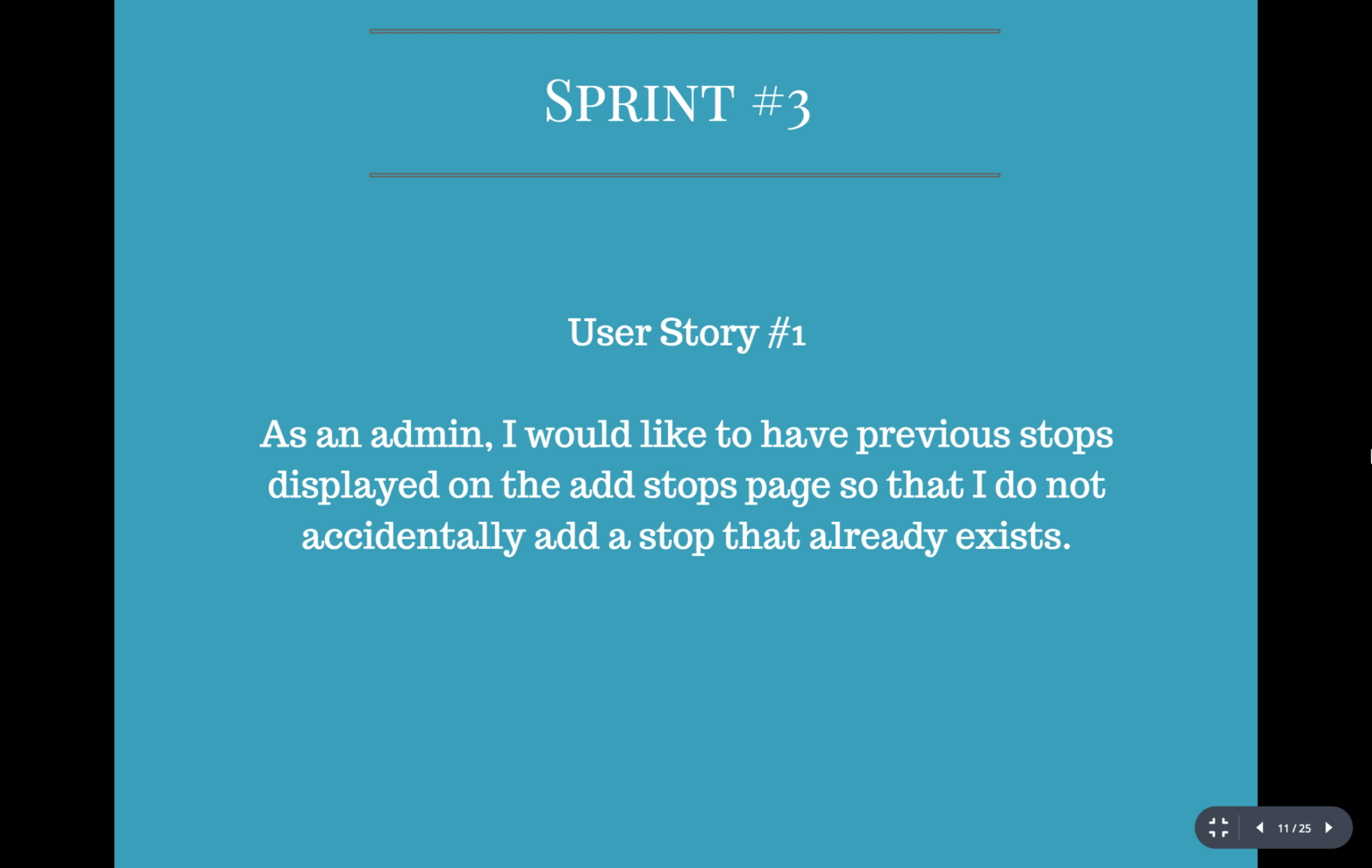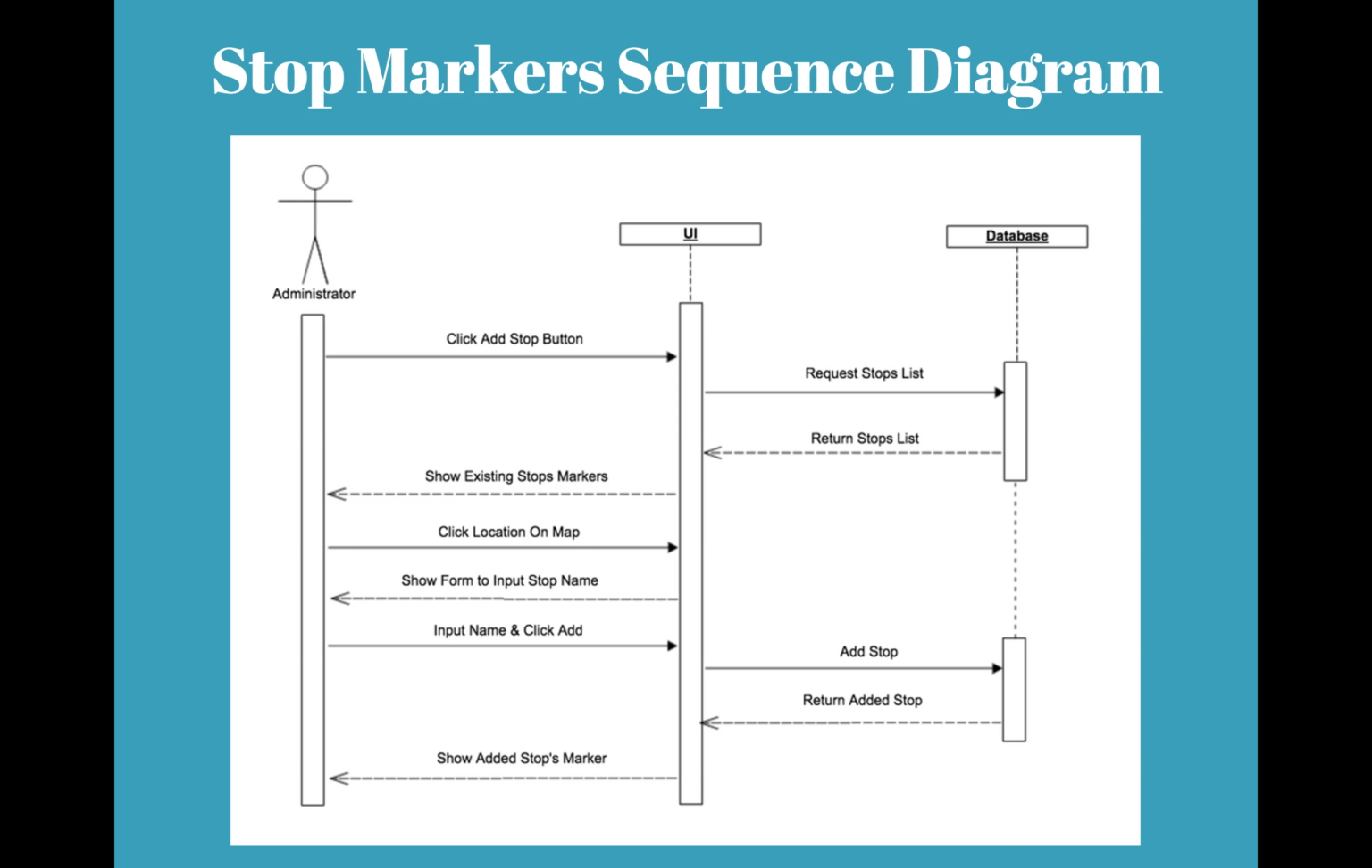For Sprint 3, my first user story was, as an admin, I would like to have previous stops displayed on the Add Stops page so that I do not accidentally add a stop that already exists. Here is a sequence diagram for this case. So as an administrator, you click the Add Stop button, you request a stop list, and the database returns the stops list, and then it is shown on the map as existing stop markers.